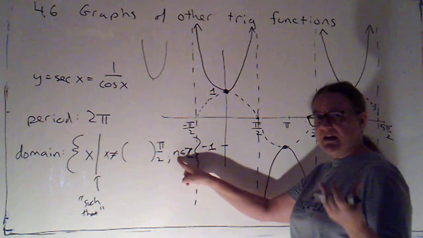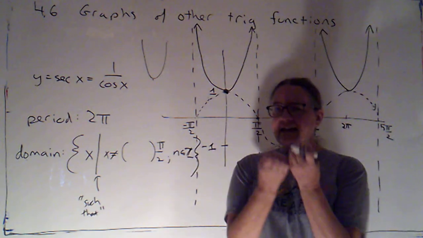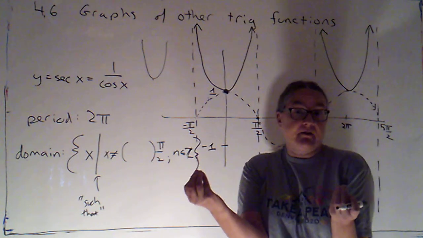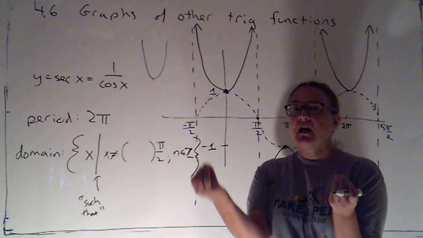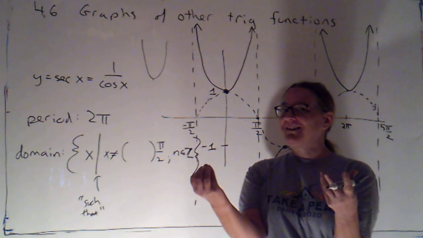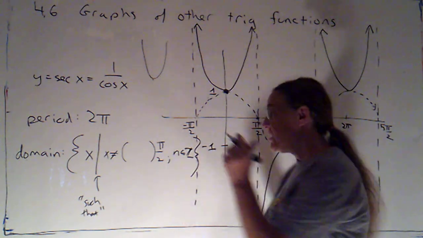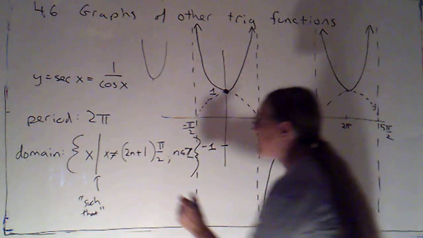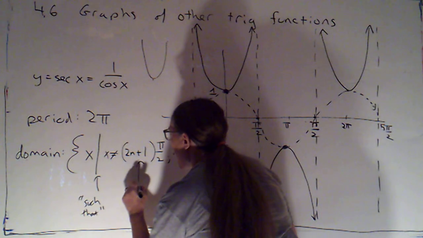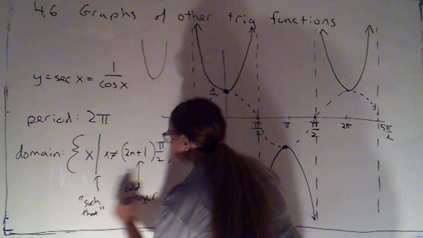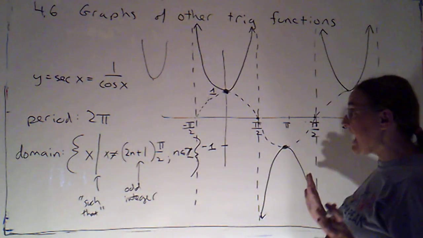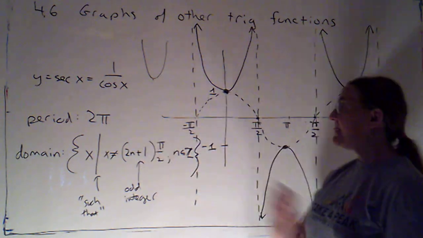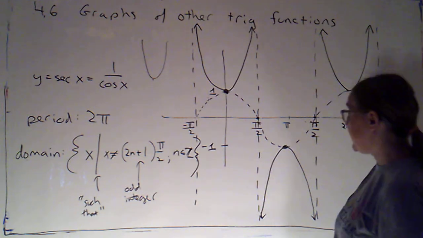But integers can be even or odd. But if I take any integer and double it, I'm going to have an even integer, because that's the definition of an even integer. It's a multiple of 2. If I take an even integer and I add 1 to it, I've just made it odd. So I can say 2n plus 1 is a nice way of describing an odd integer. So this is saying everything except an odd integer times pi over 2. That's going to be my domain.